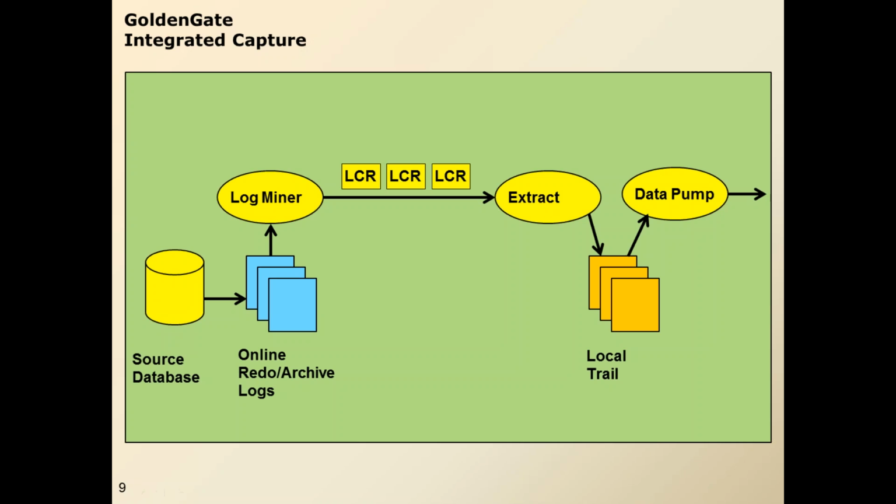So here the extract process is not interacting directly with the source database. It is not at all contacting the redo logs or archive logs directly. It is receiving the changes from the log miner. Once the changes are received, extract writes them to the local trail and datapump then writes them to the remote trail, from where they are processed by the delivery process. So now the question comes, what is the advantage of introducing log miner?